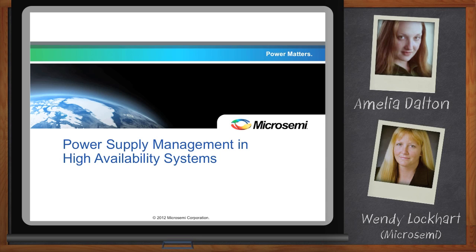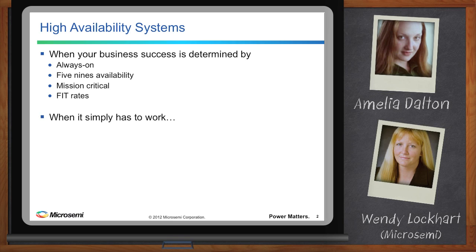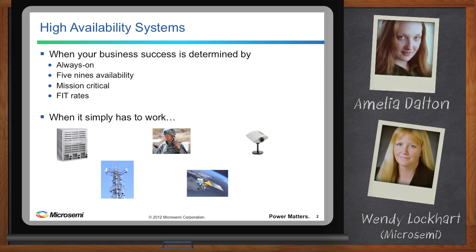Okay, so can you tell me first, what is considered a high availability system? If your business success or your outbound marketing material includes the words always on, five nines availability, or mission critical, and your success is measured in fit rates, you're most likely working in high availability systems. The simplest definition is when it simply has to work. Applications like networking, defense, and communications.